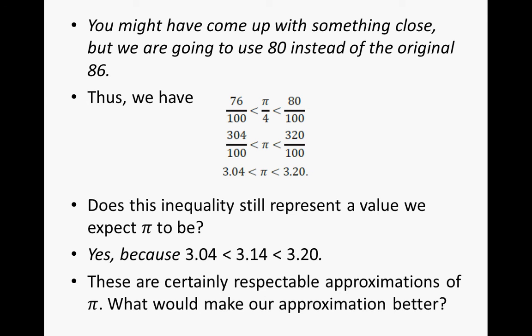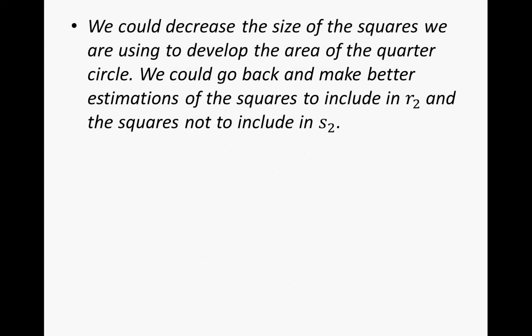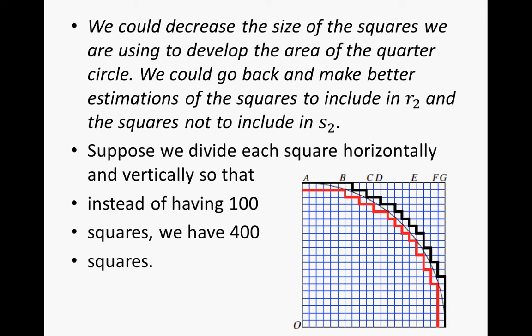What would make our approximation better? We could decrease the size of the squares we are using to develop the area of the quarter circle. We could go back and make better estimations of the squares to include in R sub 2 and the squares not to include in S sub 2. So suppose we divide each square horizontally and vertically so that instead of 100 squares, we now have 400 squares.